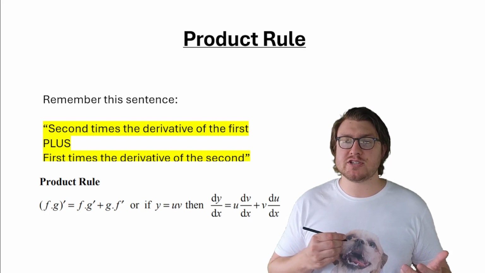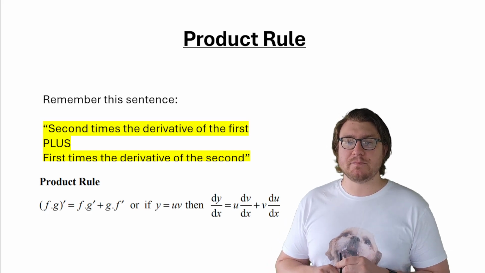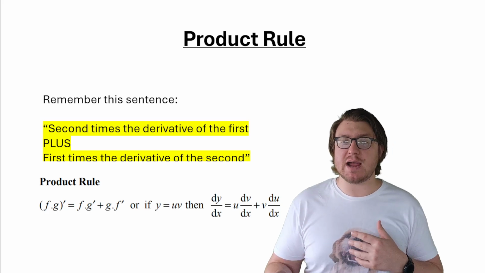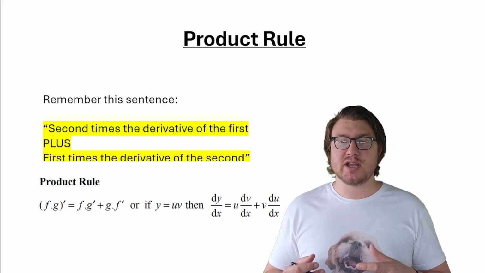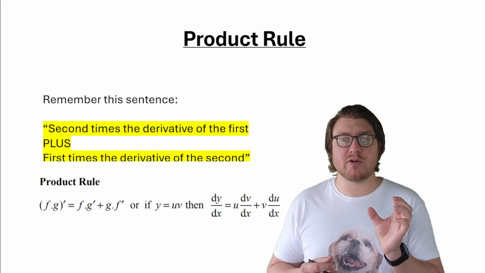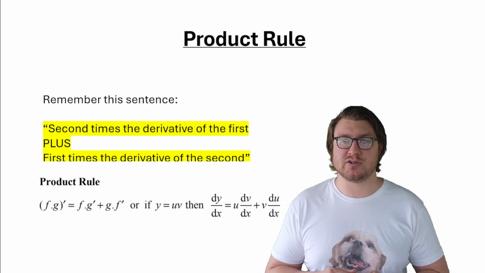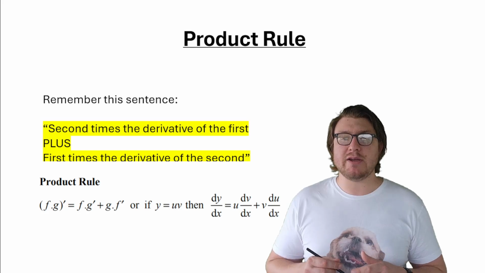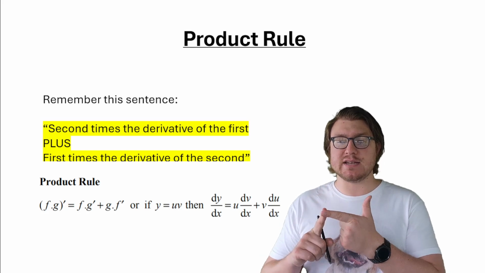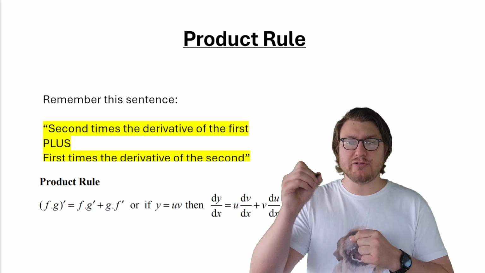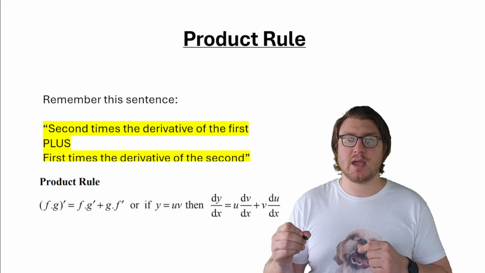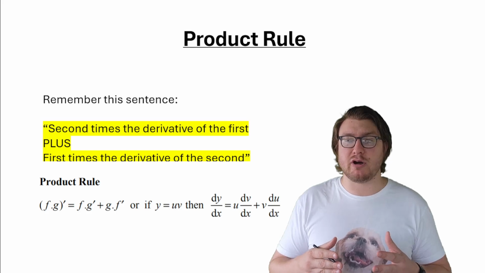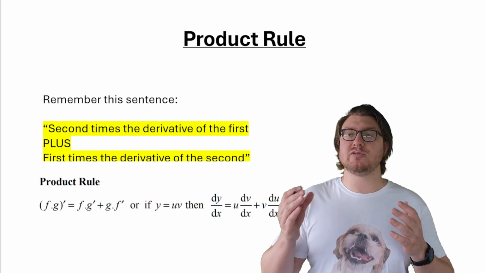So what does first and second mean? Well, in the formula we have f times g. So the first is the first function that we're multiplying with the second function. And now every time we say first or second, we just copy whatever the first or second is. And if it says derivative of, well, then you take that part and you do the derivative.